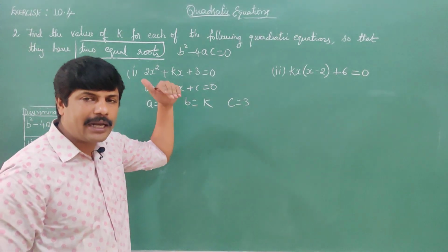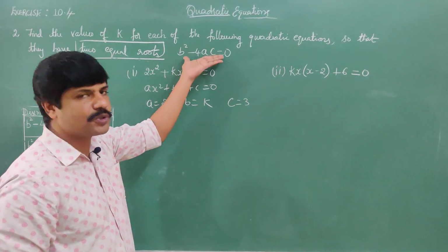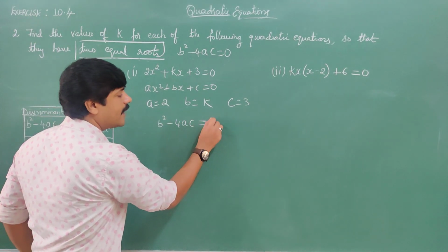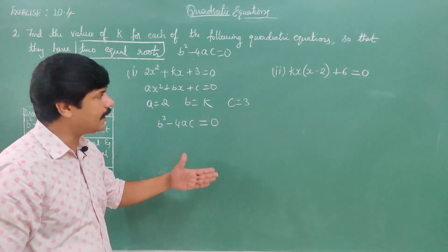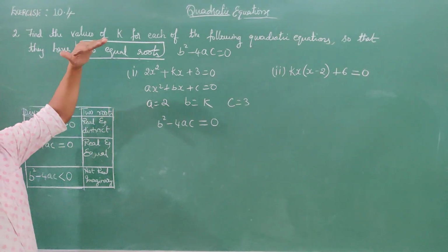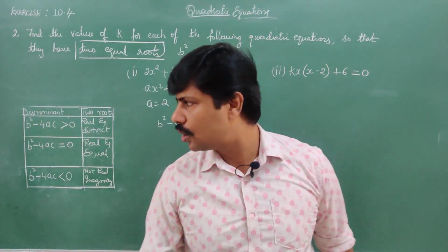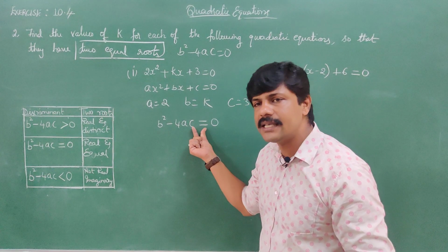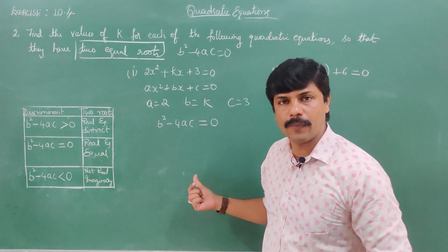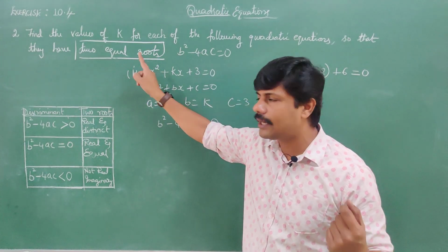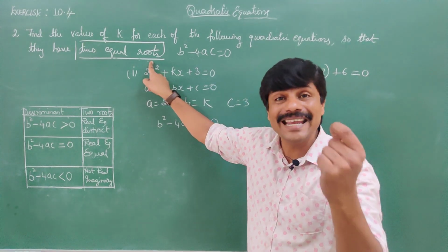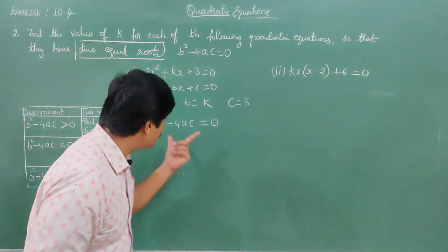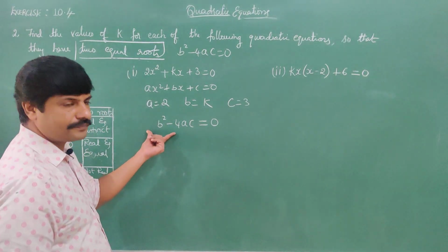We have got the values of a, b and c, and simply you substitute here b square minus 4ac, equate with 0. It is said already. What is the condition? Two equal roots. Two equal roots means we can take b square minus 4ac is equal to 0. Very, very important. Understand now? Substitute here in this condition.